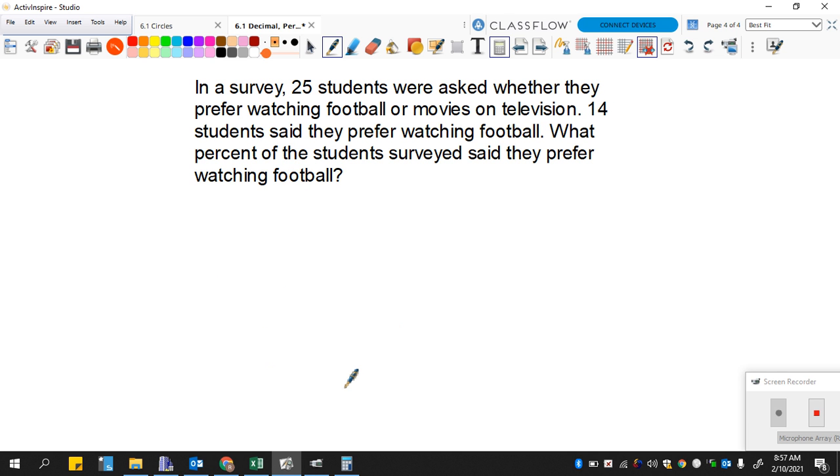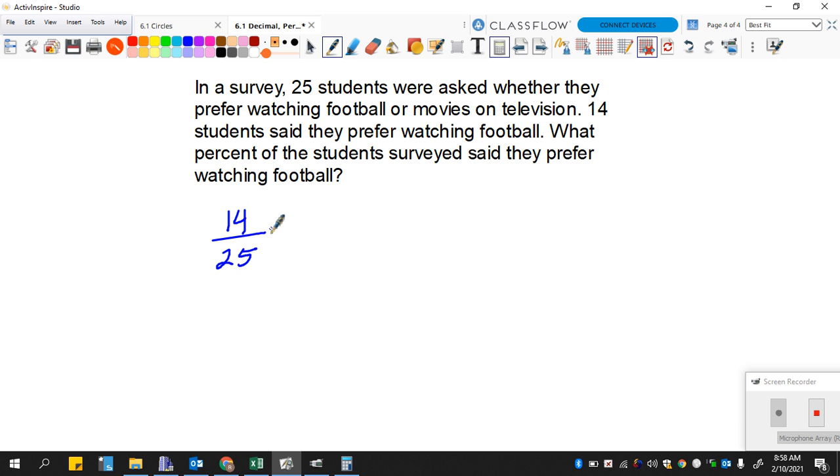All right, so a word problem. In a survey, 25 students were asked whether they prefer watching football or movies on television. 14 students said they preferred watching football. What percent of the students surveyed said that they prefer watching football? So that would be 14 out of 25.